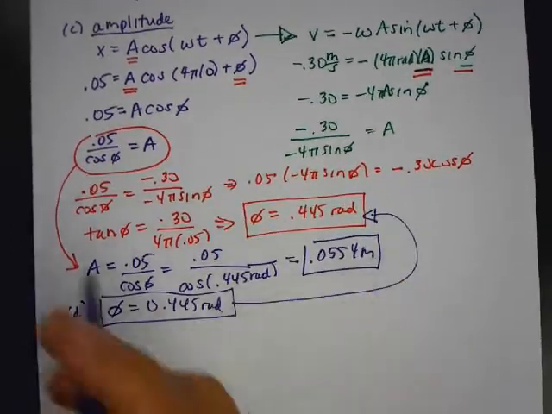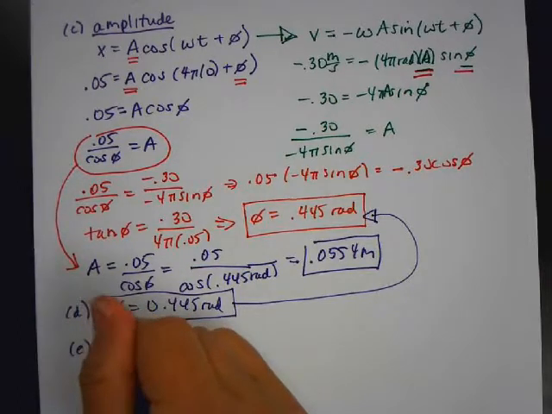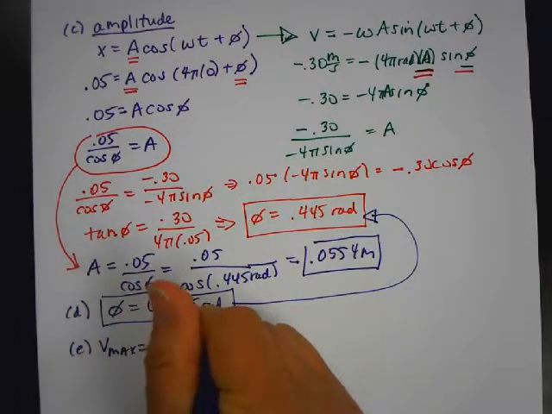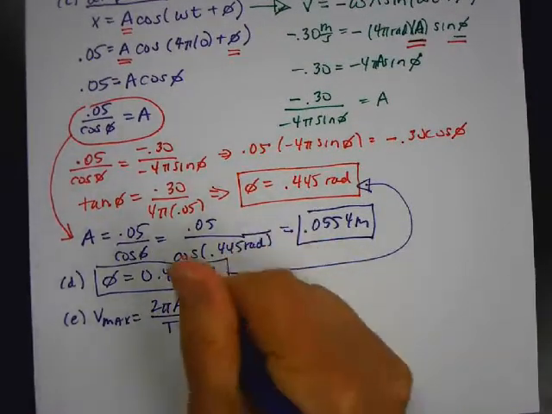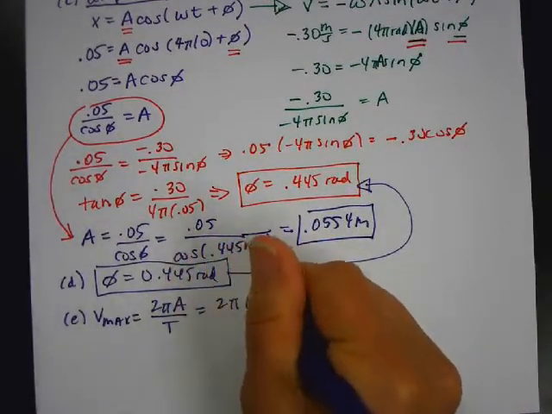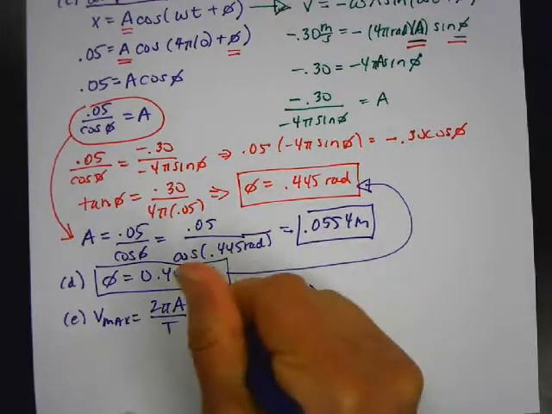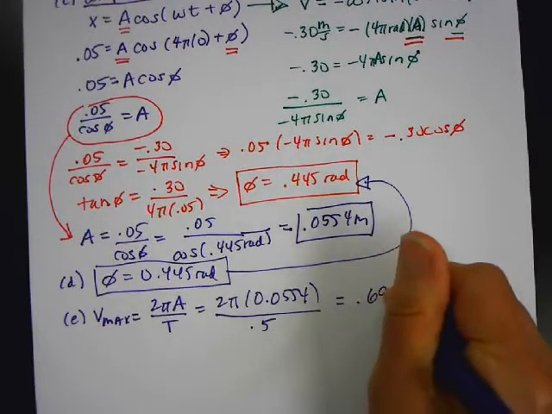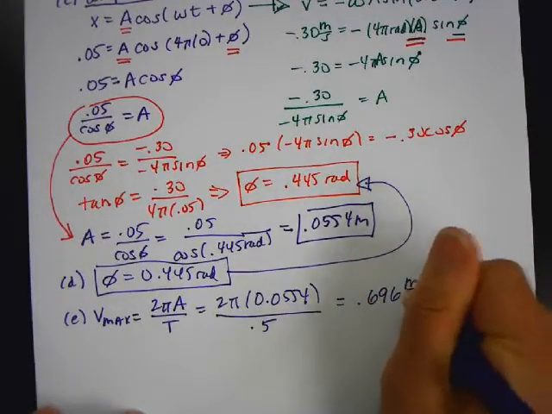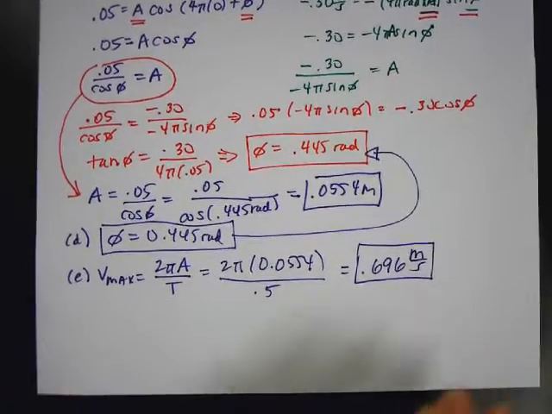Part E said find the maximum speed. So the maximum speed, Vmax, is equal to 2 pi A over the period. So that's going to be equal to 2 pi times 0.0554 over 0.5. So that came out to be 0.696 meters per second.